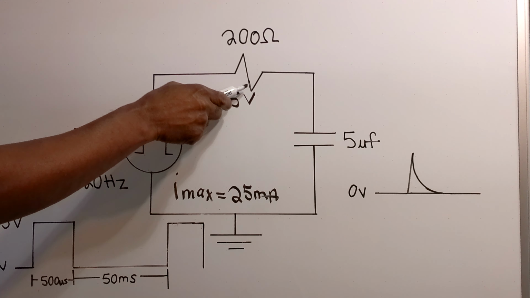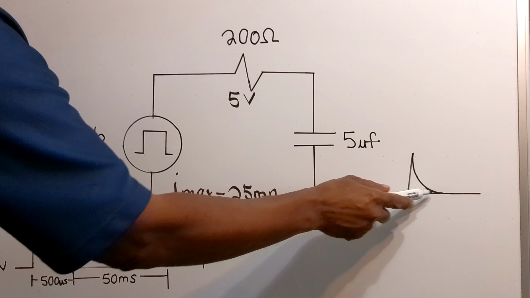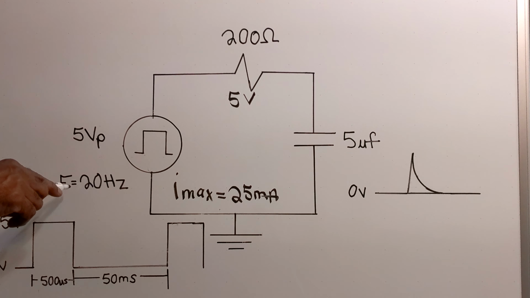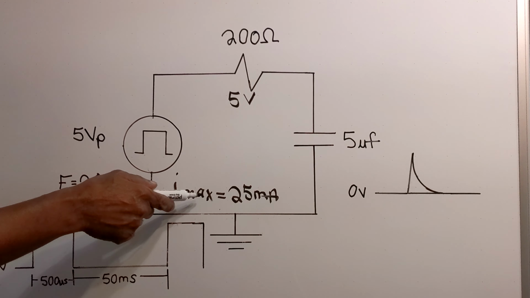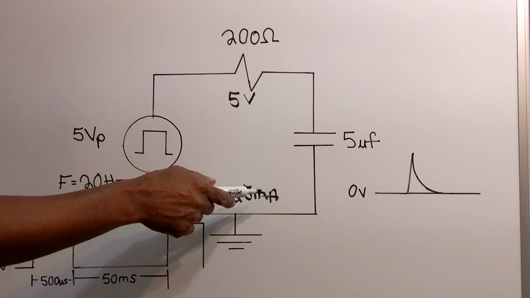This side of it is my rising edge, and this side of it is my falling voltage. So I've got my rising voltage right here, and this is my falling voltage. My frequency is 20 hertz, and my maximum current equals 25 milliamps.